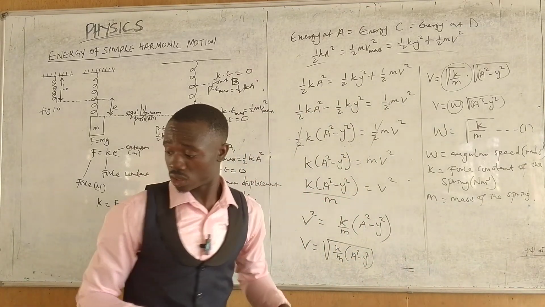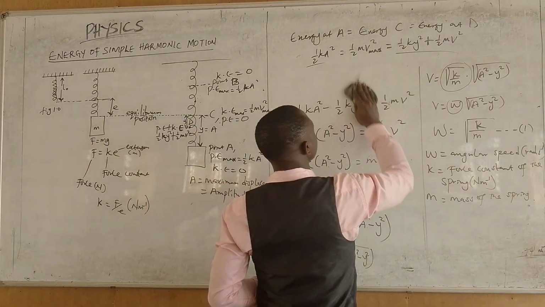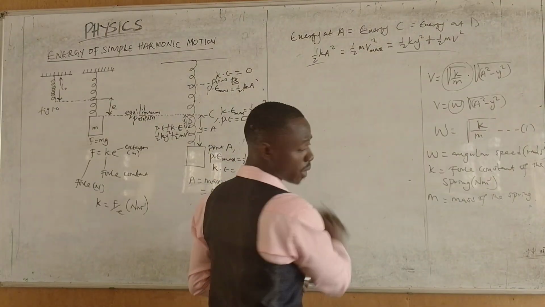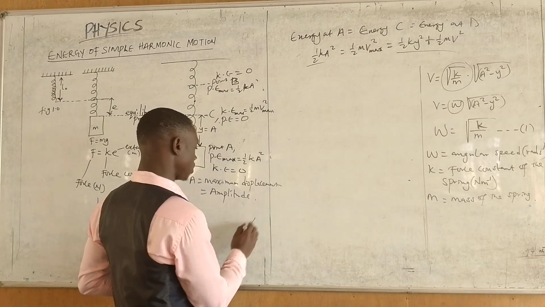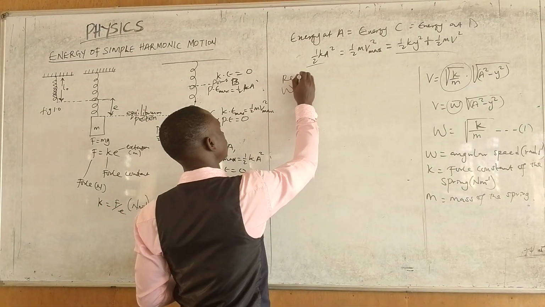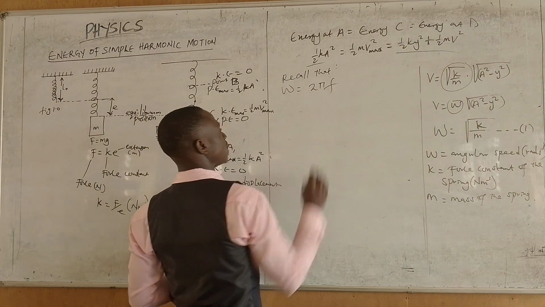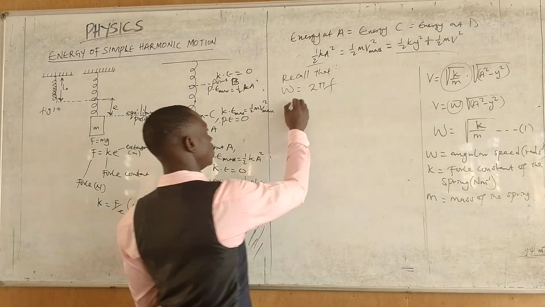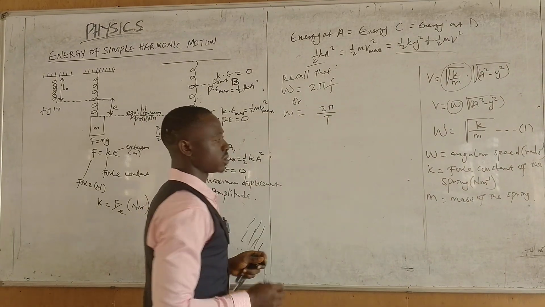Now I'm not done with these formulas. If I move on, do you remember what omega is again in our previous videos? Recall that omega is equal to what? 2 pi f. Or omega equals 2 pi over what? Over T.